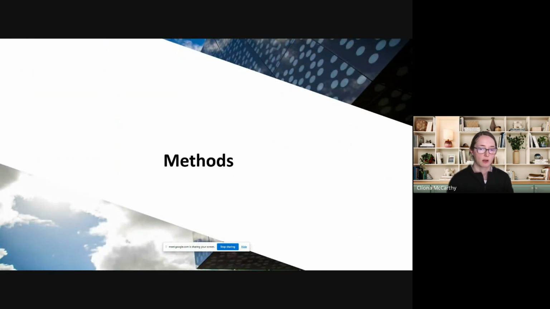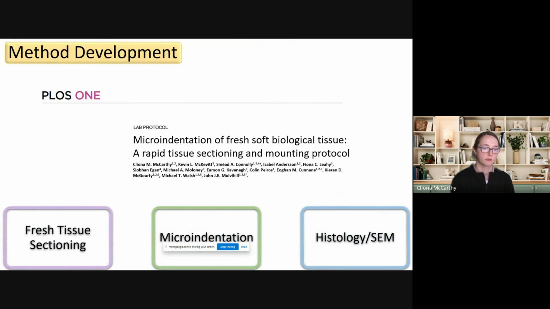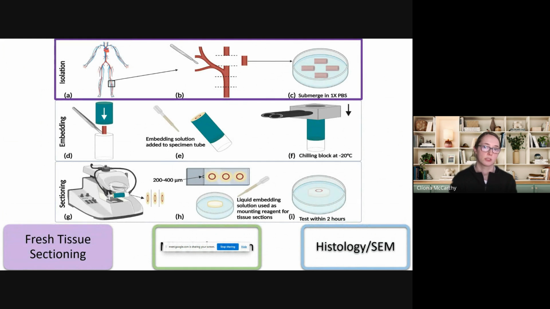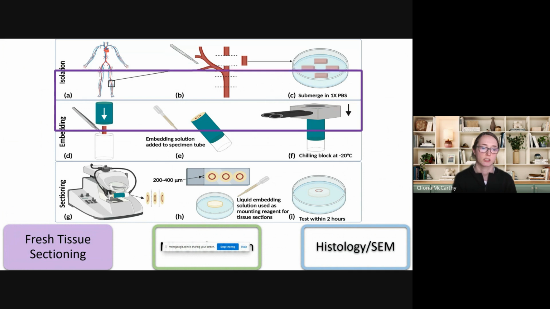For the method development, I developed a lab protocol for fresh soft biological tissue, including rapid tissue sectioning using the compressed dome and mounting of tissue for downstream microindentation. The tissue would be isolated on the day of surgery, embedded in a mixture of agarose and gelatin solution, cooled rapidly, mounted into the compressed dome, and then sectioned between 200 to 400 microns, where it was then mounted onto liquid agarose and gelatin, and then hydrated and tested within 2 hours for microindentation.